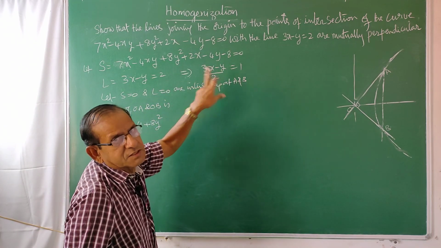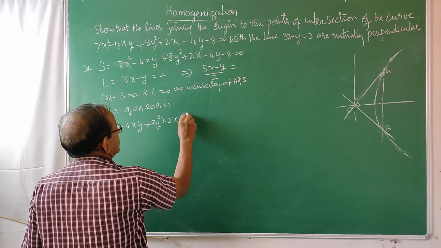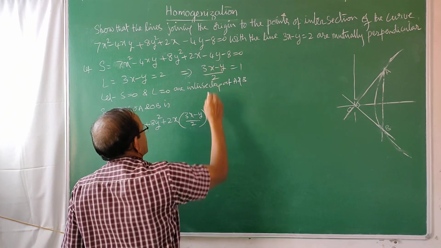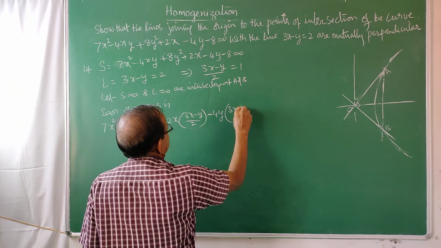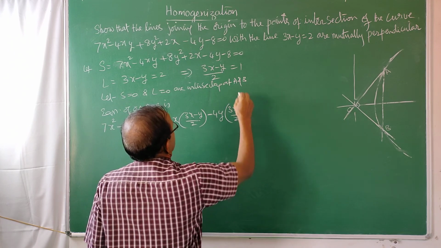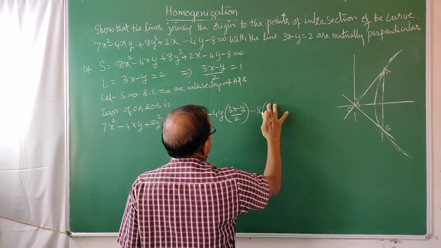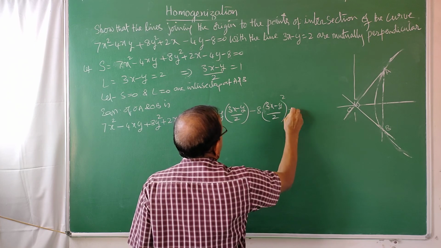1 means (3x minus y) by 2. That is plus 2x into 1, 1 means (3x minus y) by 2. Minus 4y into 1, minus 4y into 1 means again (3x minus y) by 2. Minus 8 into 1 square, that is (3x minus y) by 2 whole square, equal to 0.